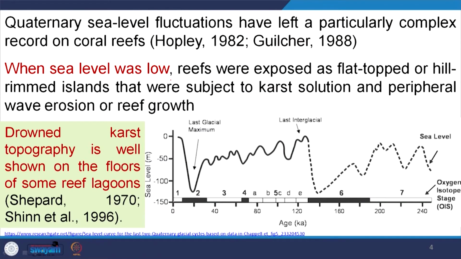So, when the sea level was low, reefs were exposed as flat-topped or hill-rimmed islands that were subject to karst solution and peripheral wave erosion or reef growth. Here, drowned karst topography is well shown in the floor of some of the reefs and lagoons. So, sea level increase and decrease affect this karst topography or the coral topography.